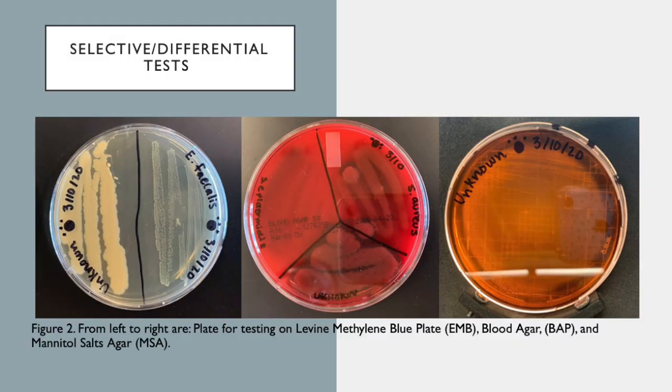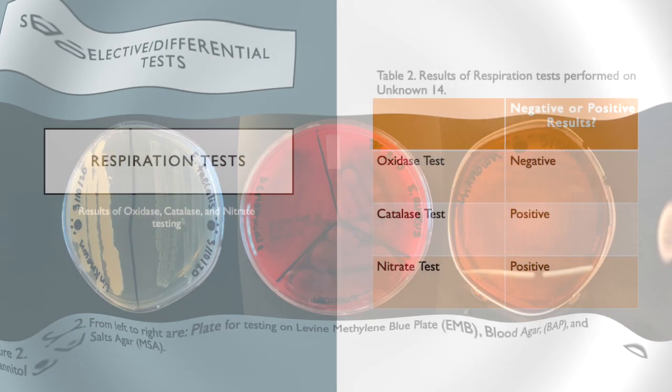We then performed a series of biochemical tests, and shown in Figure 2 are the results of the selective and differential tests. Note that in this image, the bacteria grew a colorless colony on the EMB plate, experienced complete clearing on the BAP plate, and had no growth on the MSA plate.